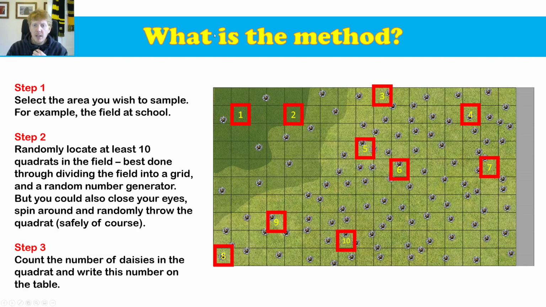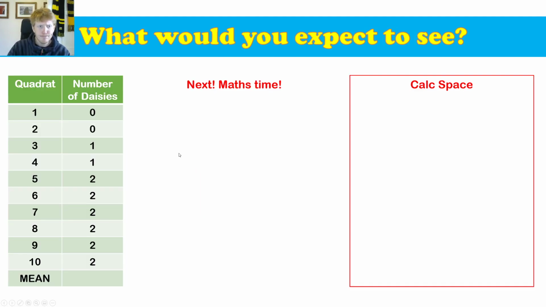Step three, all you need to do now is count the number of daisies in each of these quadrats and put them in a table. Once you've done that, you would have something like this on the left: which quadrat it was, and how many daisies were in each quadrat.